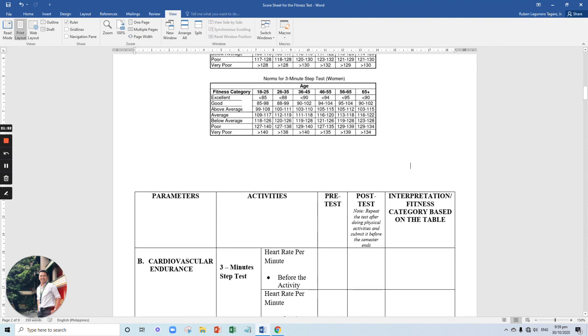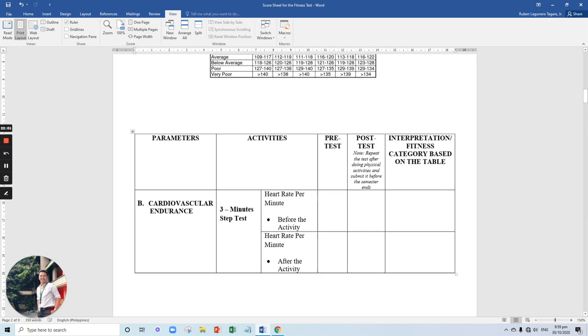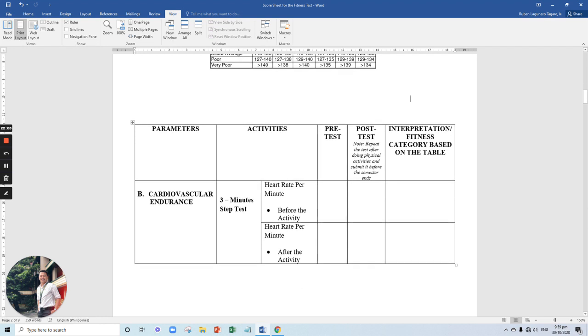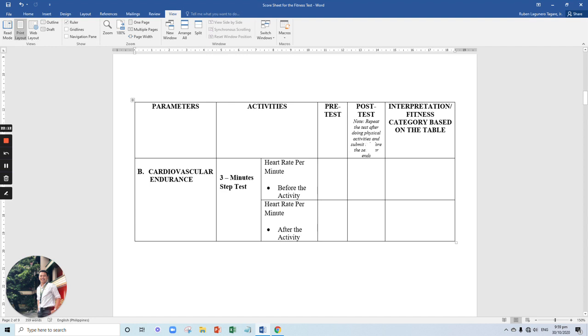So, yun. But you have also to put here yung heart rate na ninyo or yung inyong pulse rate before the activity and of course after the activity. So, yun. Then, titignan nyo doon kung ano yung kanyang equivalent, tapos ano yung kanyang interpretation. Okay?